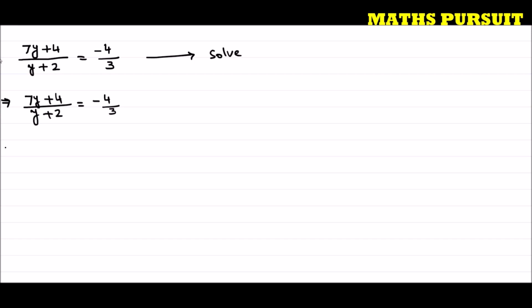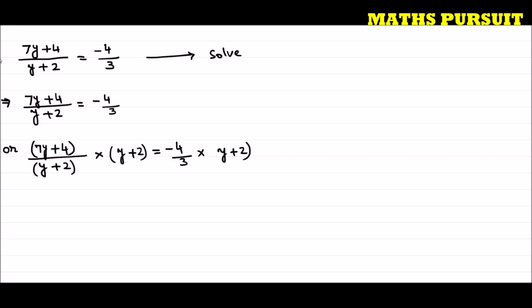And now let us simplify this. Or I can write (7y + 4), let us put a bracket here, divided by (y + 2), let us put a bracket here. If we put a bracket here, nothing wrong is going to happen. Now let us multiply y + 2 to this and also to the right side, minus 4 upon 3 into (y + 2). Now what we are doing here, we are multiplying y + 2 to both sides.